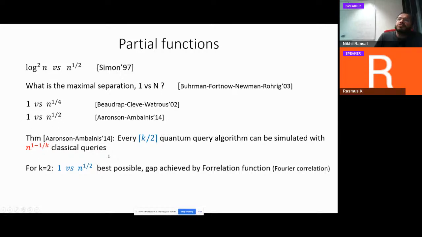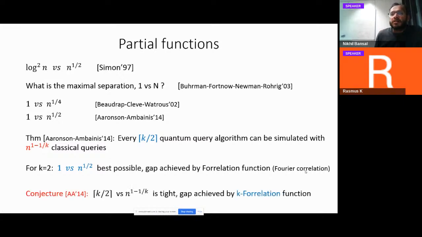So this is like a positive result. You can always simulate a quantum algorithm with this many classical queries, so you can't improve this gap further. And this gap was actually achieved by a function called Forrelation, which we'll study a lot in the next few minutes. This Forrelation stands for Fourier correlation, and it will be clear why it's called this.